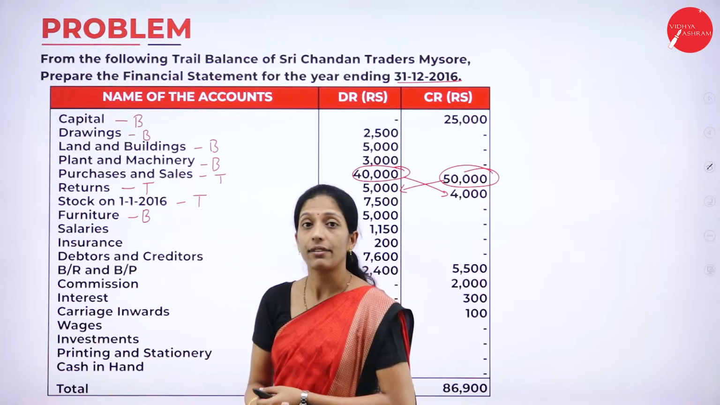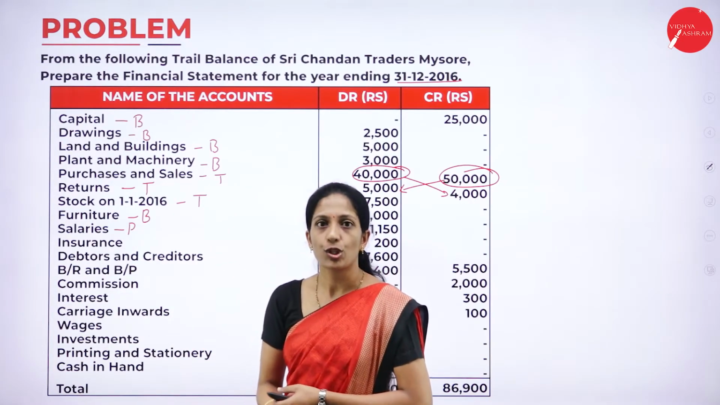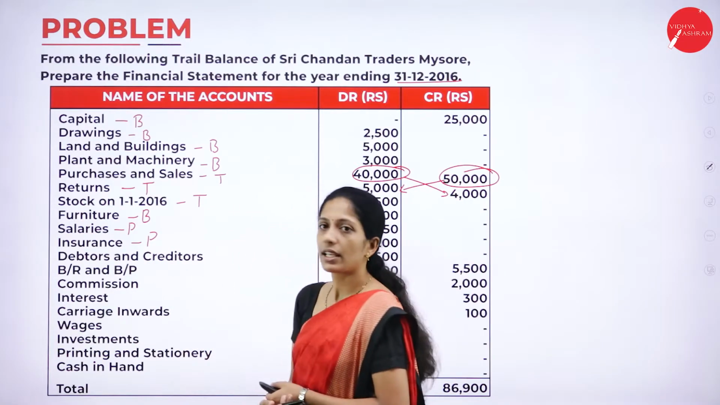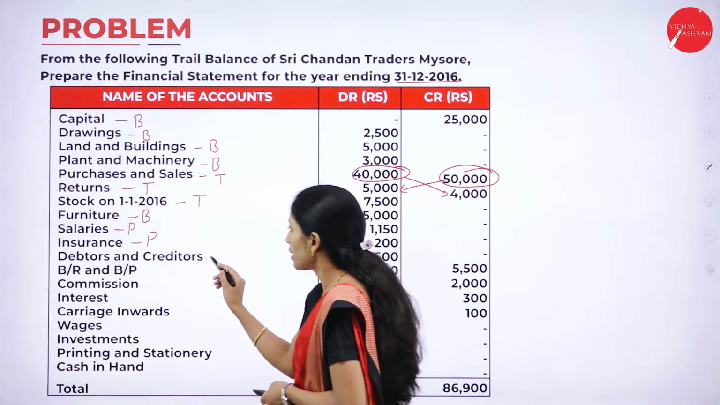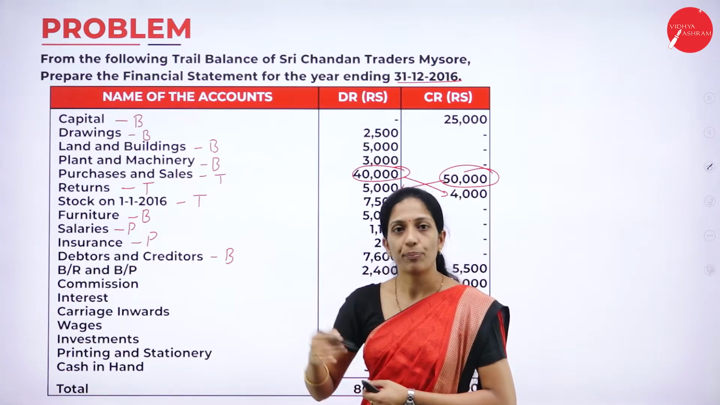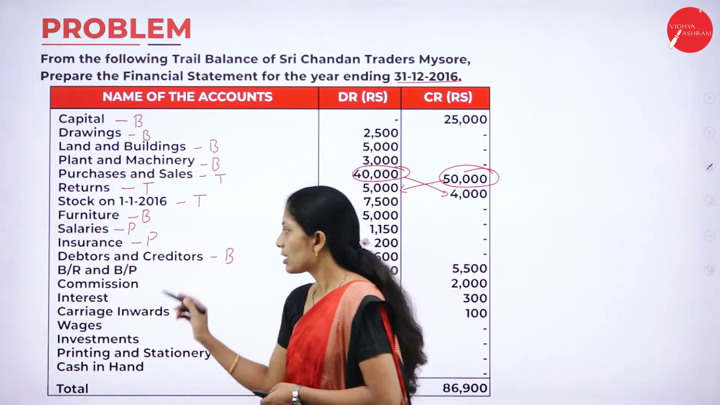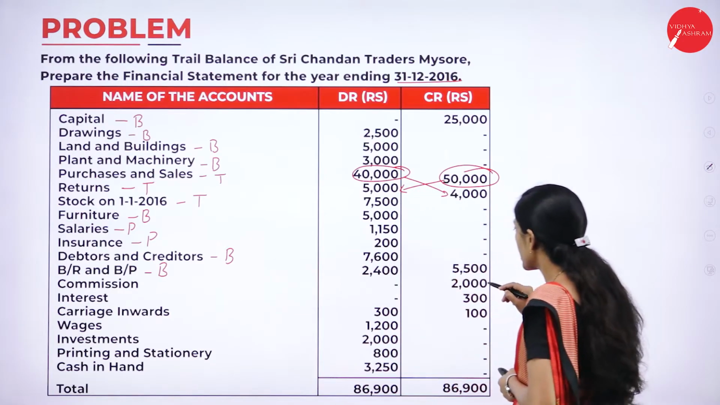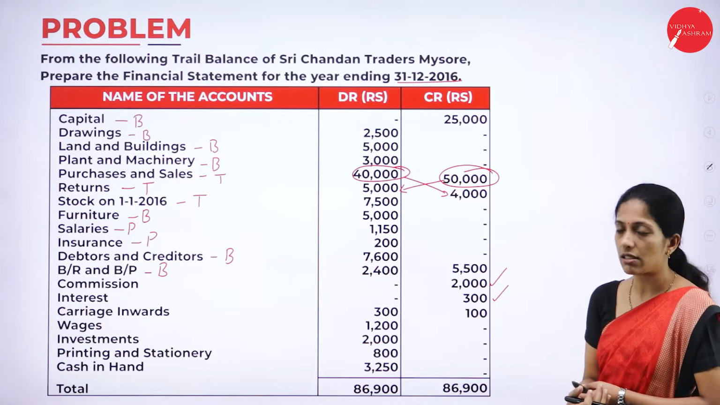Salaries. Salaries is an indirect expense, so we'll record in the profit and loss account. Insurance. So where do we record insurance? In the profit and loss account. Debtors and creditors. So debtors is an asset and creditors is a liability, so we'll record in the balance sheet. Bills receivable and bills payable, that is BR and BP. So bills receivable is an asset and bills payable is a liability, so we'll record in the balance sheet. Commission. So commission and interest, see the amount they have given is on the credit side, it means commission received as well as interest received.